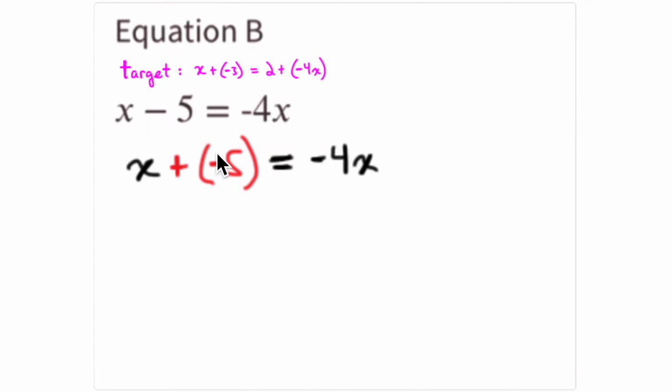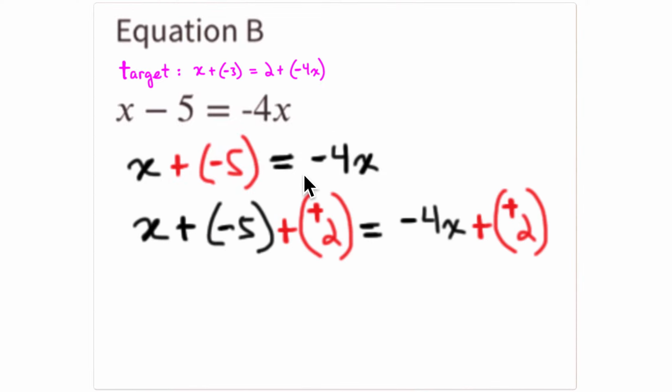But if you look, the only thing that's missing up here, or one thing that's missing from the negative 4x is this 2. So I would begin by adding 2 to both sides. So you add a positive 2 to this side and a positive 2 to this side. This side now is the same expression as this side. It's just using the commutative property to move these around. And a negative 5 plus a positive 2 is negative 3. So that's this negative 3 right here.